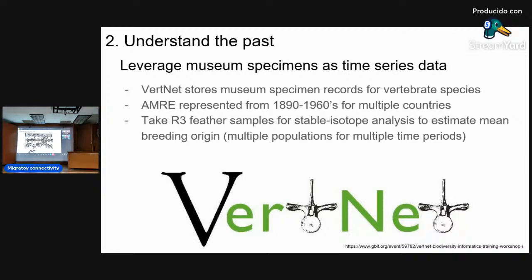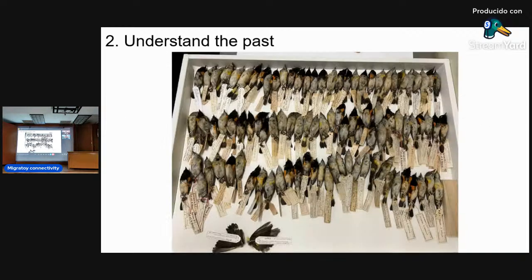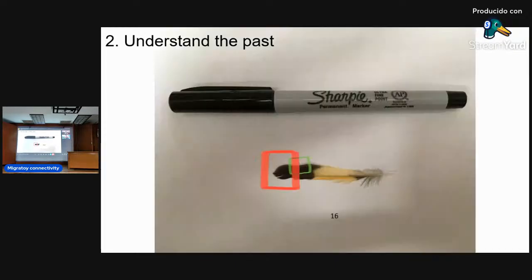And so this is what it looks like in a lot of the museum collections. They just have a huge tray of museum specimens of redstarts collected from anywhere between 1890 to usually the 1960s. And all I did was I just would cut off the top 1 centimeter of the tail feather. And this is all we had to use to do the stable isotope analysis.